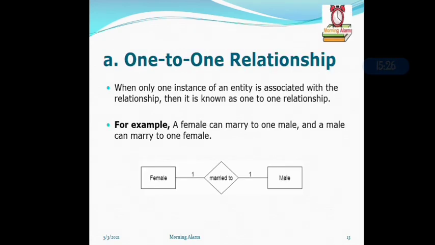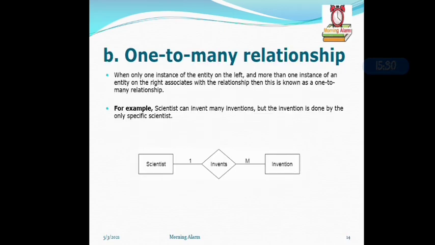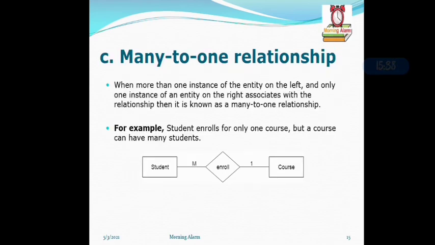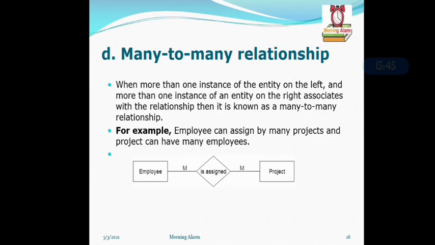One-to-one relationship, in which one instance of each entity is related. One-to-many, where one instance on the left and many instances on the right are related. Many-to-one, where many instances on the left and one instance on the right are related. Many-to-many, where many instances of both the entities on both sides are related.